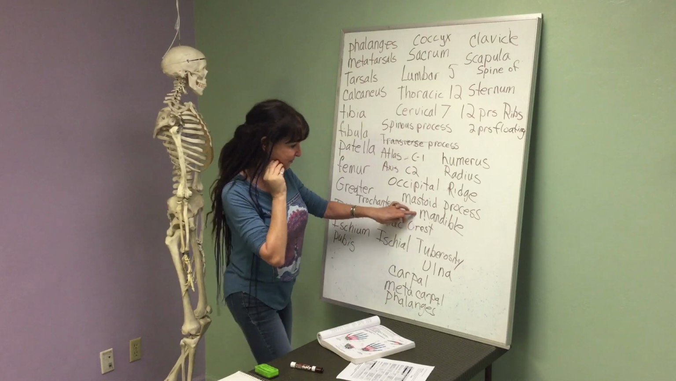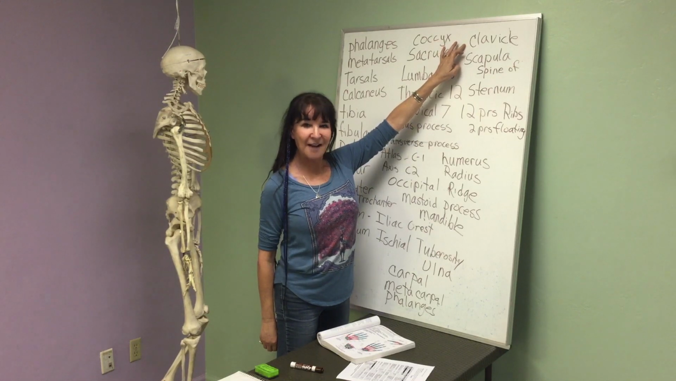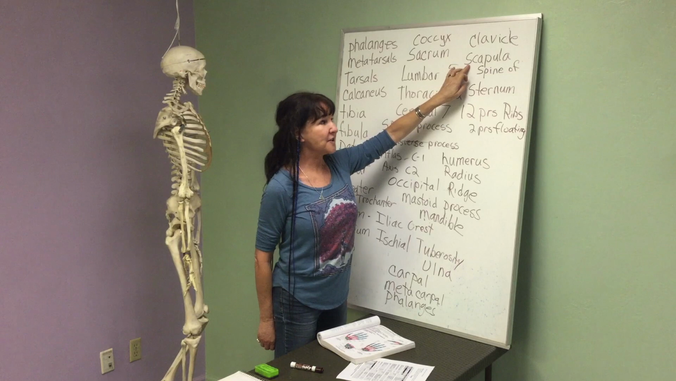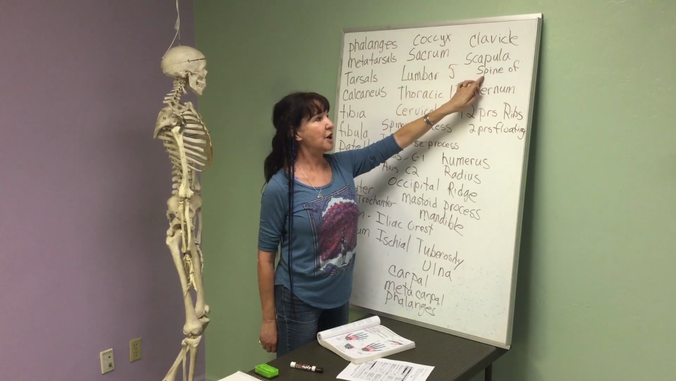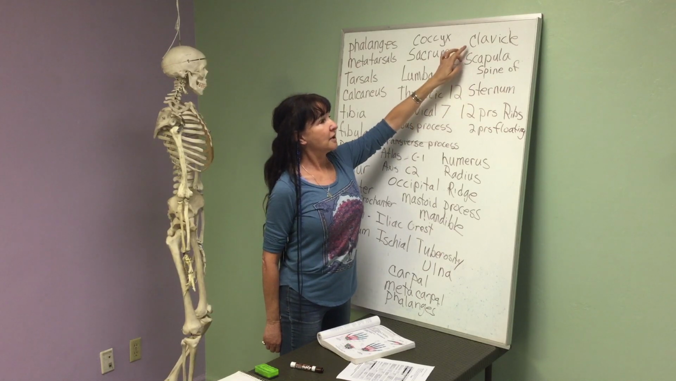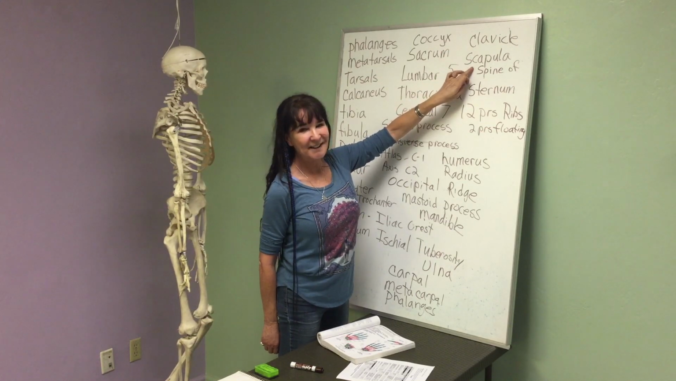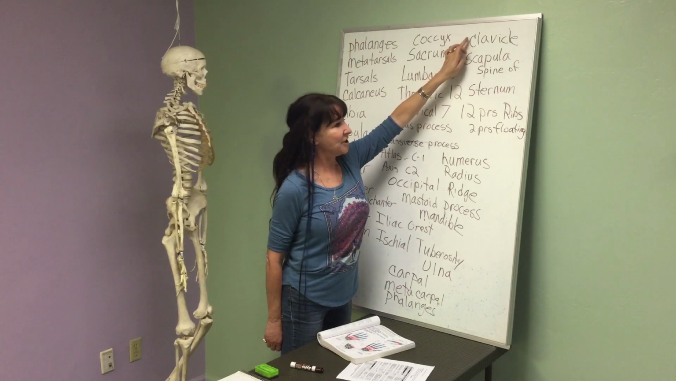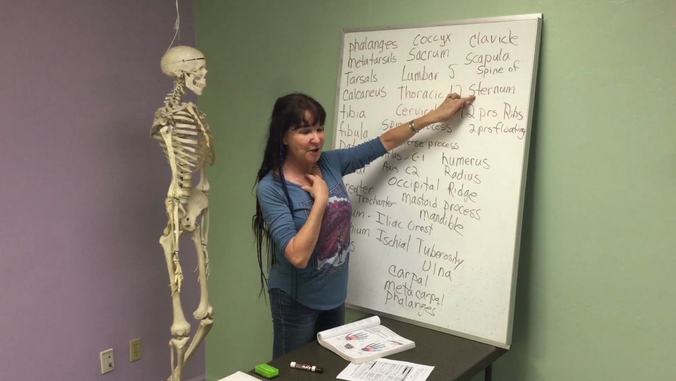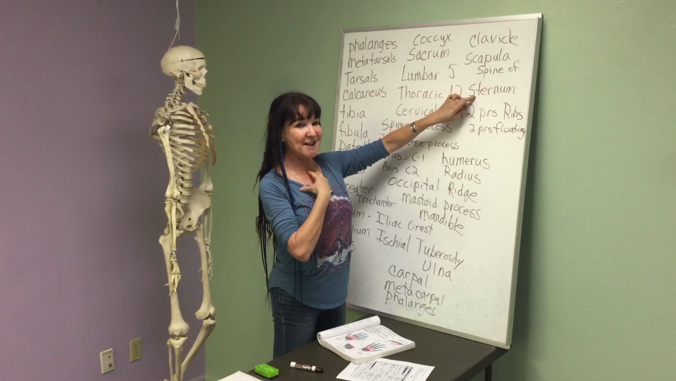Your collarbone is your clavicle, which is attached to your scapula. The scapula has a ridge on it that we call the spine of the scapula. Your scapula attaches to your clavicle, which attaches to your sternum. Your sternum holds the pairs of ribs that attach to it.